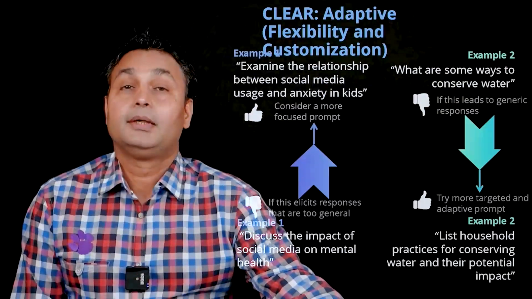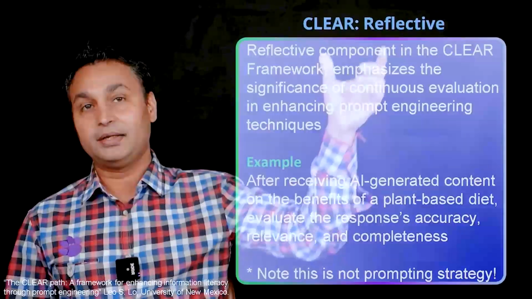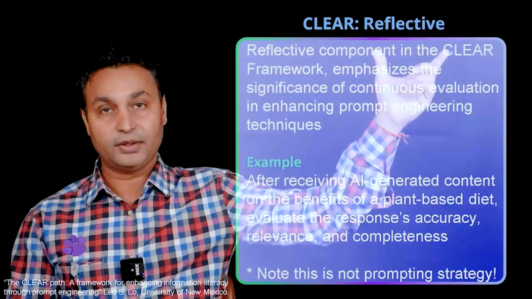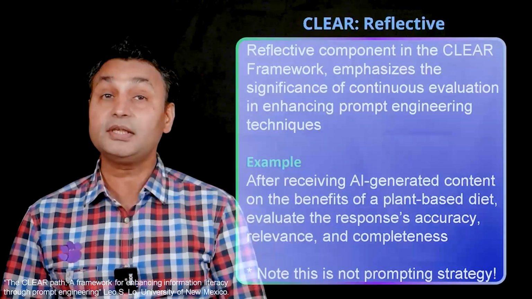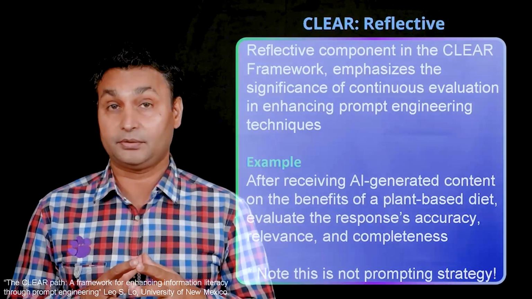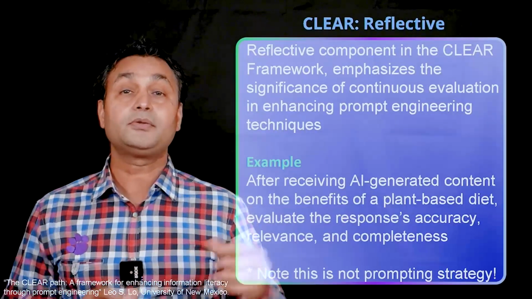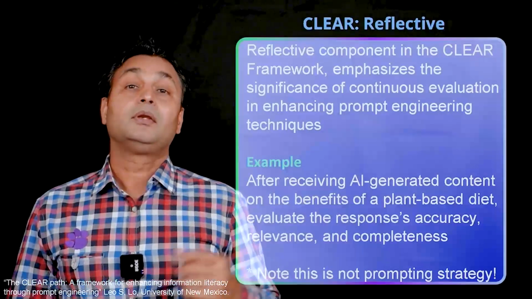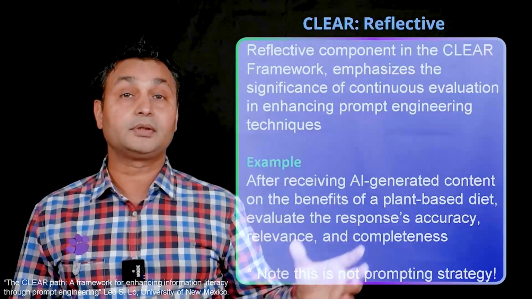So this is the adaptive aspect of this framework, which brings us to the final letter R in this CLEAR framework, which stands for reflective. The reflective component in the CLEAR framework emphasizes the significance of continuous evaluation in enhancing prompt engineering techniques. Okay, so it wants to assess the results that you got out, right? So what you can do is, after receiving the AI-generated content, let's say on the benefits of a plant-based diet, evaluate the response's accuracy, relevance, and completeness, right?